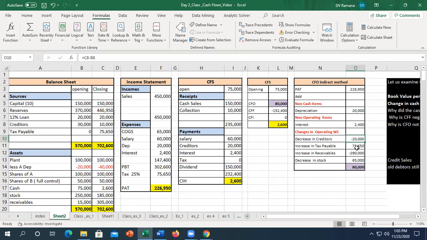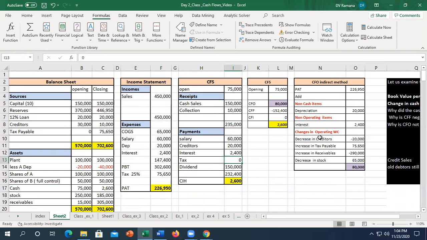In the same way, the tax payable, increase in a tax payable. What does that mean? The tax which is shown in the income statement has been deducted while computing the PAT. However, the tax has not been paid during the year. We can see that increase in the tax payable. We can also, of course, see from the cash flow statement the tax has not been paid.